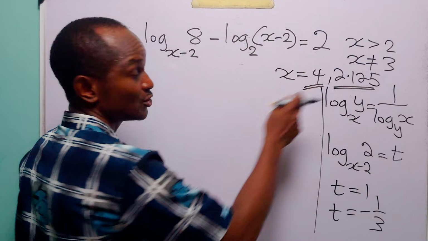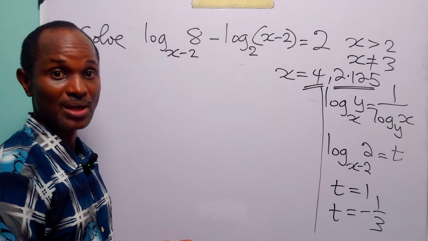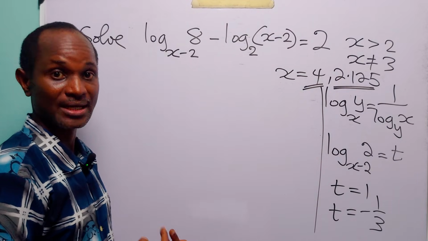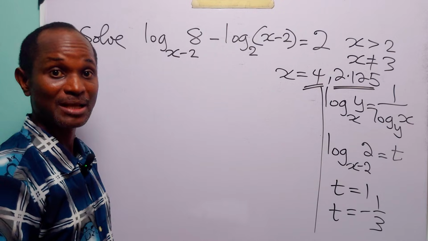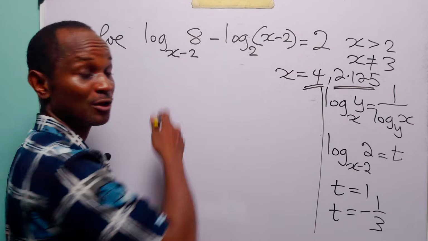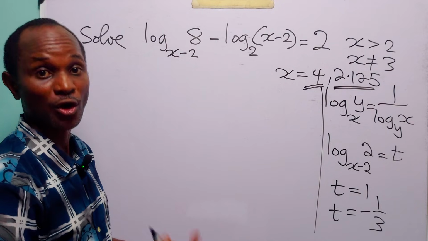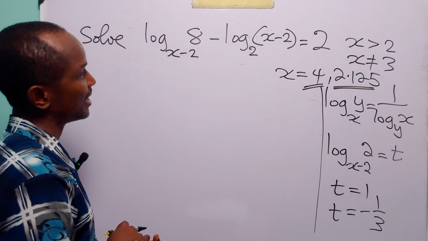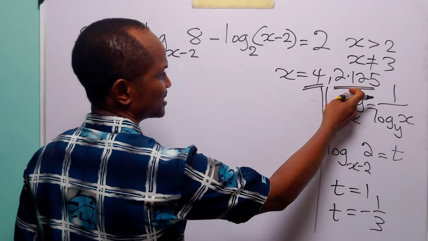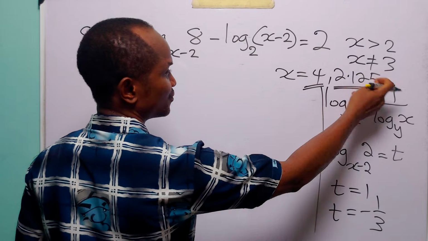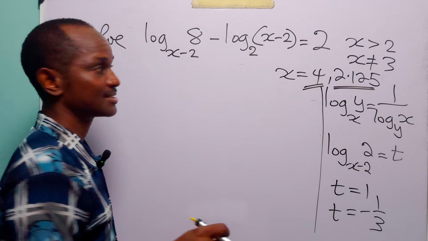Now, both of these values of x are greater than 2 and none of them is equal to 3. So both values are acceptable as solutions to this logarithmic equation. But as an exercise in evaluation of logarithms, let us check our answer. Now, let us start with the second value, that is 2.125, that is 17 over 8.